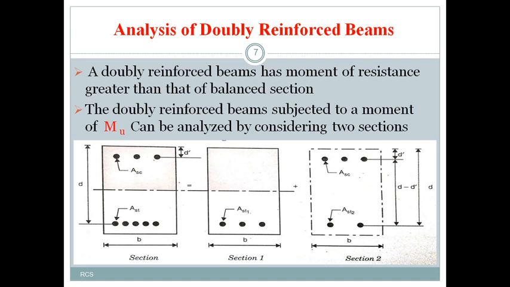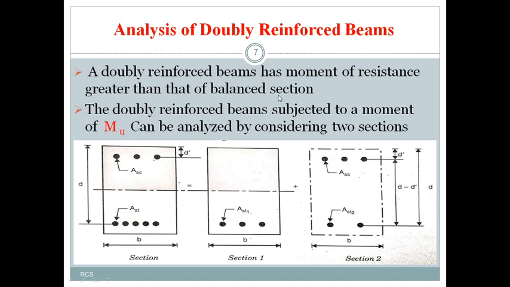So you know that this is a cross section of a doubly reinforced beam, right? This is the compression reinforcement, this is the tension reinforcement. This is the effective depth, and this is the cover in compression. This is the cover in tension, right? A doubly reinforced beam has a moment of resistance greater than the balanced section.